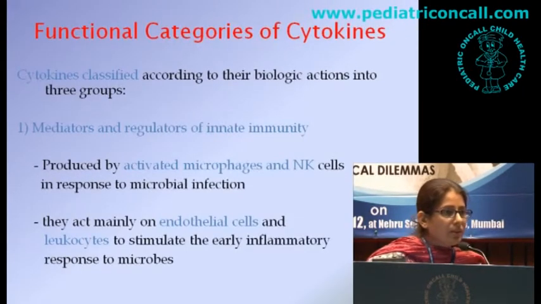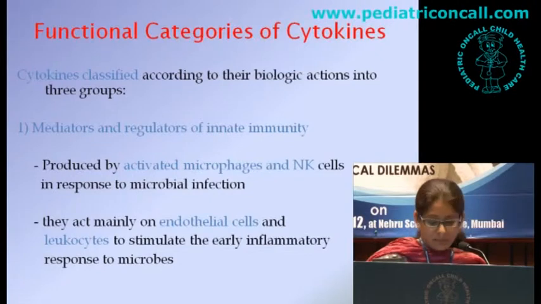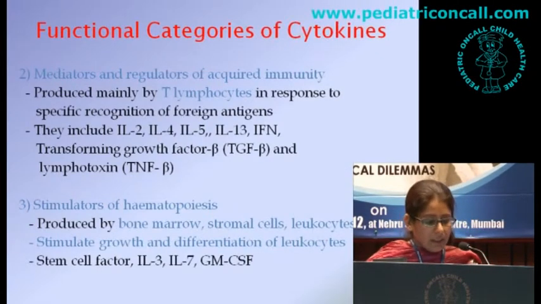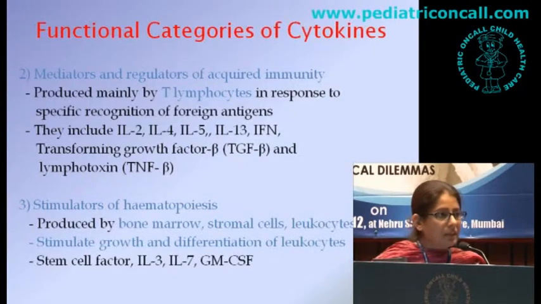So the functions of these cytokines are basically divided: those that act during the innate system, those that regulate the adaptive system, and those that stimulate hematopoiesis. The innate system basically acts by activating the endothelial cells and the neutrophils. The third variety, the hematopoietic system, induces the bone marrow stromal cells, and there is a secretion of stem cell factor, IL-3, IL-7, and GM-CSF.